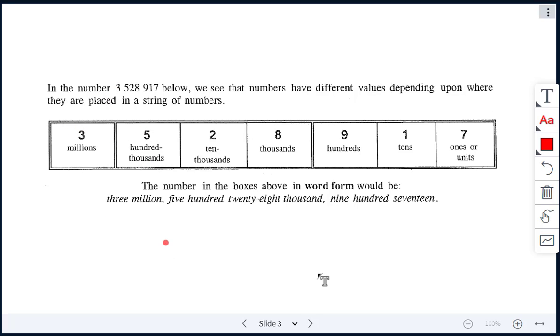All right, notice the pattern. It goes ones, tens, hundreds, then 1,000s, 10,000s, 100,000s. Then when we get to millions, it's going to be 1 million, 10 million, and then 100 millions, and so on.